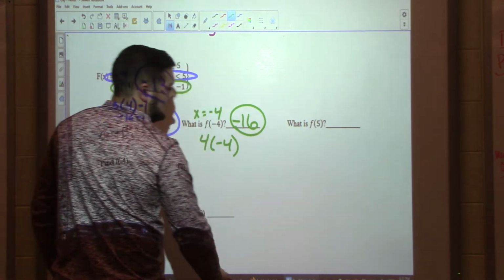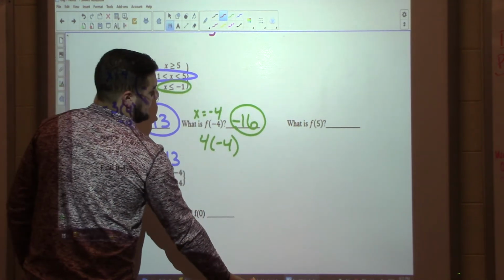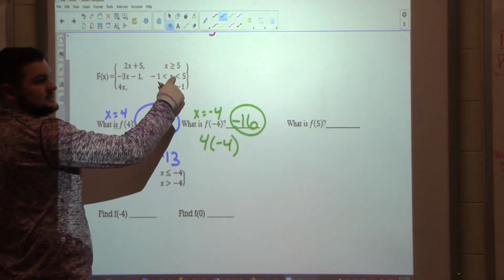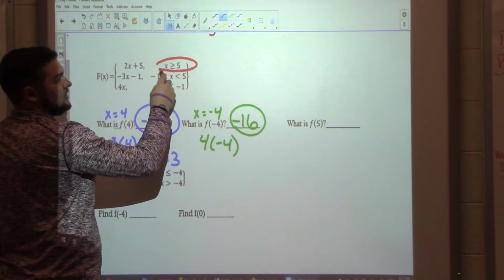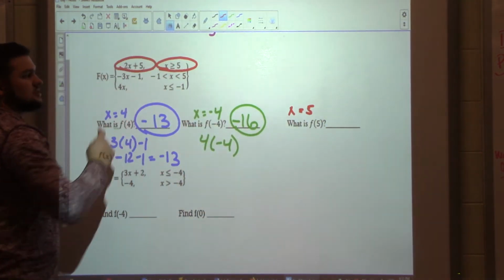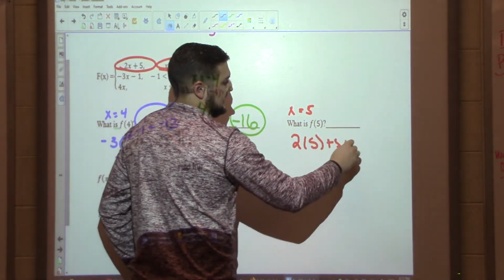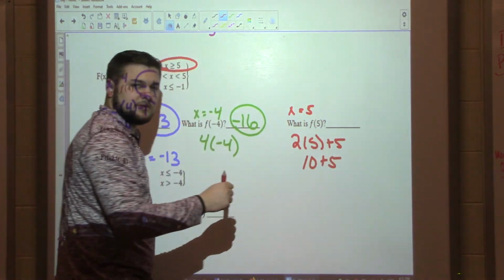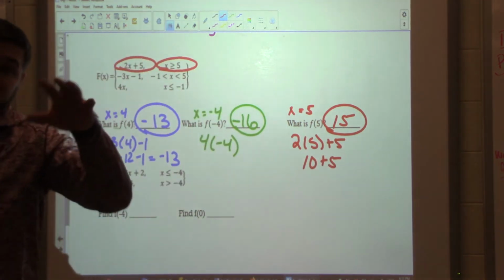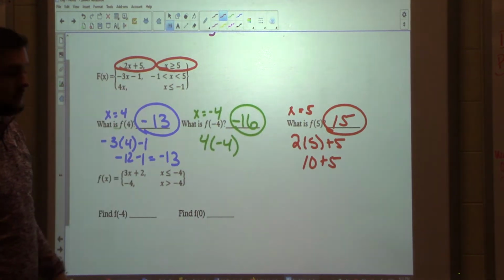Last one for this part. What is f of 5? Well, I notice, oops, let me erase these. This says greater than or equal to 5. This just says less than 5. So I'm using the one that says or equal to 5 because x is 5 in this case. I'm going to use the function that matches it then. 2 times 5 plus 5. That gets me 10 plus 5, which is 15. So we're looking to see where our x value fits in our restrictions over here, and then we're going to use the matching function for it.